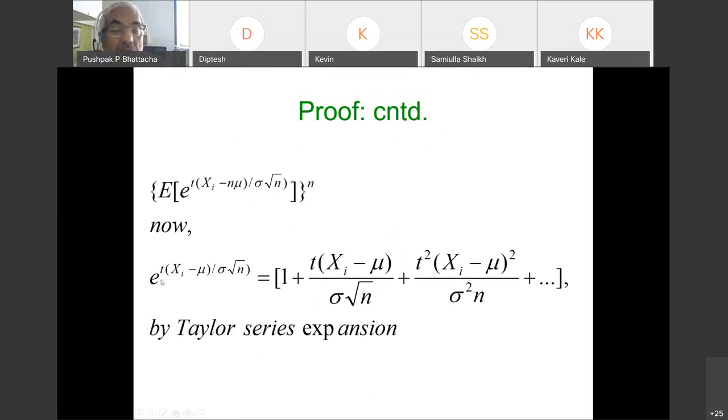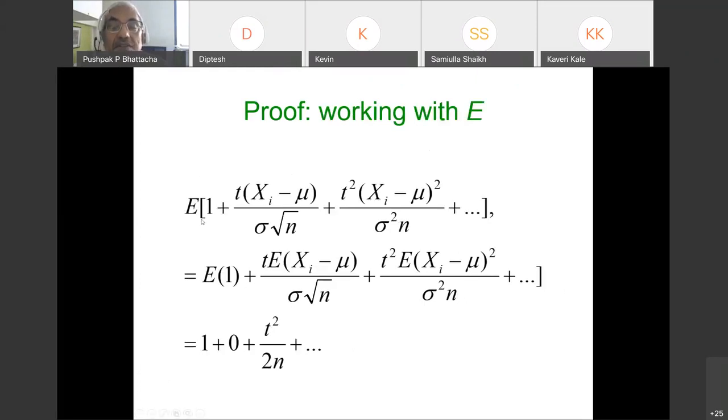Then the next step is the expectation of e to the power this quantity, raised to the power n. I examine the quantity e to the power t xi minus mu divided by sigma root n. I apply the Taylor series expansion of e to the power x. So this is 1 plus t xi minus mu by sigma root n, plus t square xi minus mu square by sigma square n, and so on. Now the expectation of this Taylor series expansion is 1 plus t into E of xi minus mu, plus t square E of xi minus mu square, and so on.